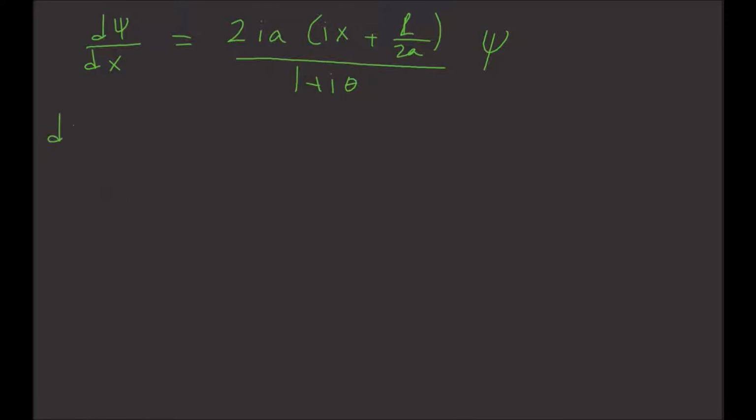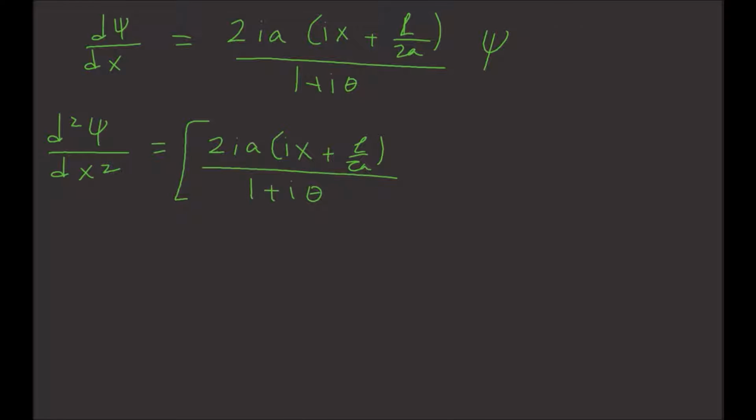So the second derivative will be, just take one more derivative of this, so we have 2ia times Ix plus L divided by 2a divided by 1 plus I theta, so that's the same thing, times d psi dx, right, plus 2 times I square times a divided by 1 plus I theta times psi.